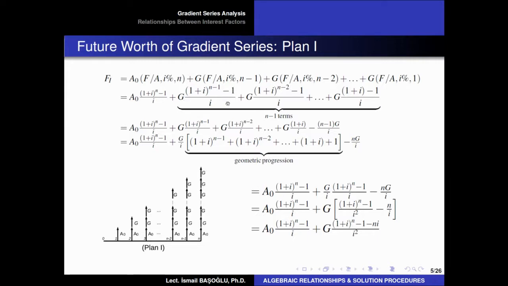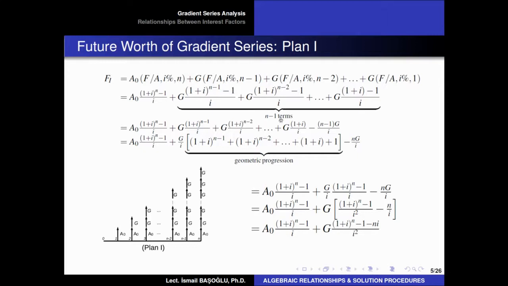Now, for the remaining part, we are just going to apply a trick here. You see this G value in the first component is multiplied with (1 plus i) to the power n-1 and divided with i. And also, it is multiplied with -1 and divided with i. In every other component, G is multiplied with the first part of the numerator and also with -1. So we have a minus G over i coming from each component.